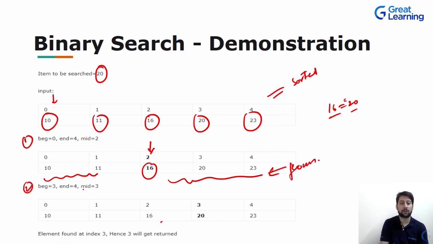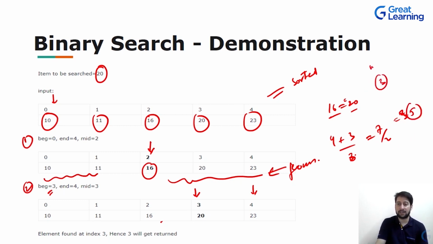Now in the second iteration, our beginning is updated. Our new beginning is this point, and our end will remain at its own position. Now we'll find the middle index. It will be (4 + 3) divided by 2, that is 7 divided by 2, which is 3.5. Since this will be truncated, the integer middle index will be 3.